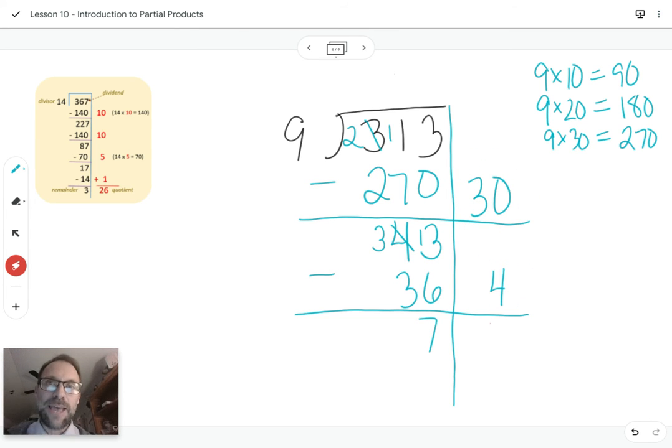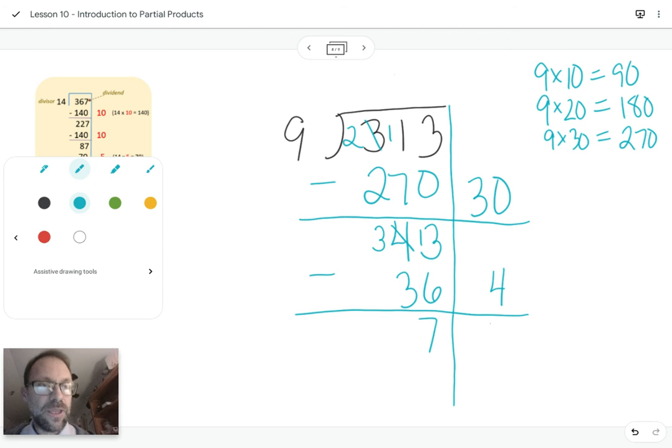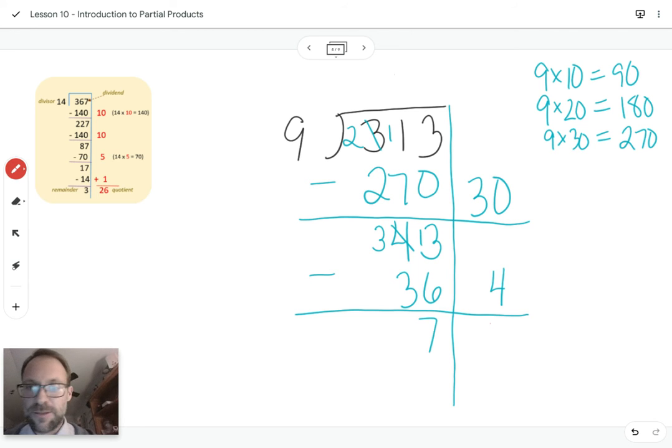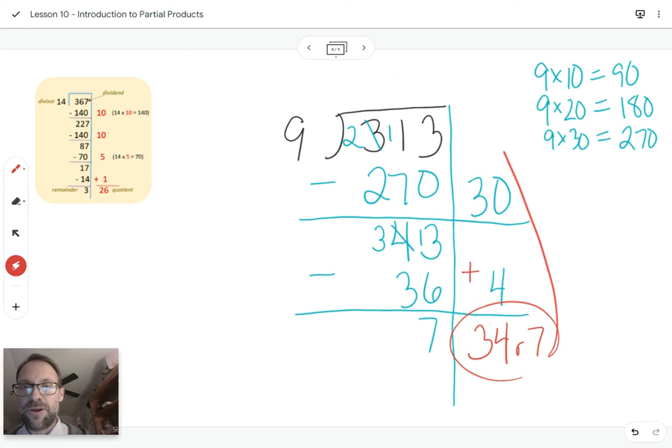And the last step here to get my final quotient, my final answer, is to add them together. All right, so part of the answer is 30. That's a partial quotient, part of the answer. And the other part of the answer is 4. When I add them together, I get, let's see, put your addition symbol in there. I get 34 with a remainder of 7. So lowercase r, 7. And I'm going to move this answer right up here to my answer line.